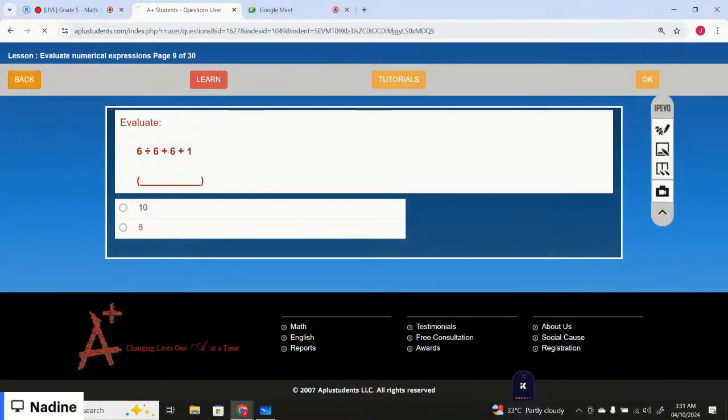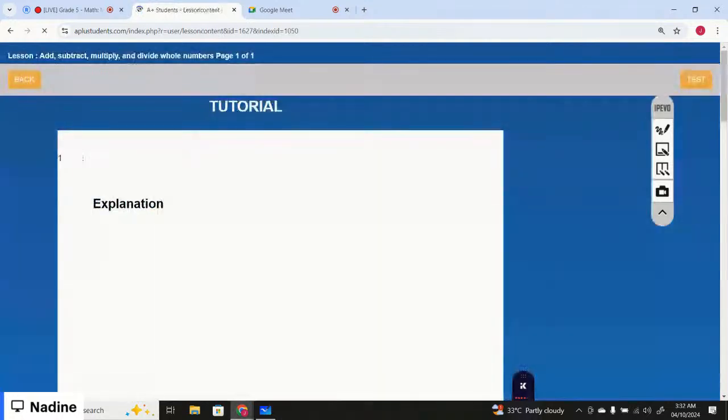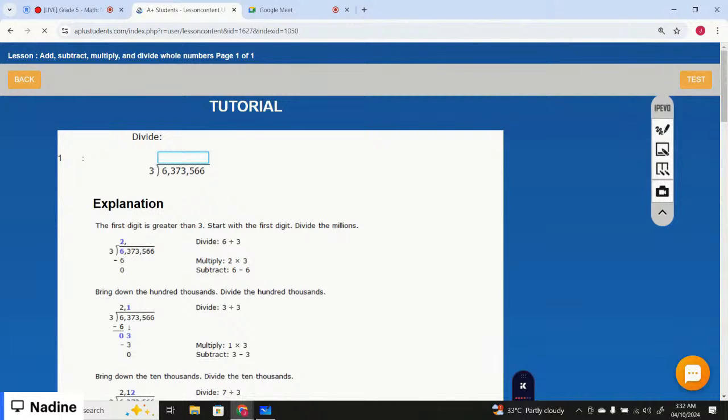Let me just move on to the next lesson. Very good, everyone. The next one is add, subtract, multiply, and divide whole numbers. Let's just start with the lesson. Now they are the whole numbers. You have to do the same thing. So let's just start with the test questions.